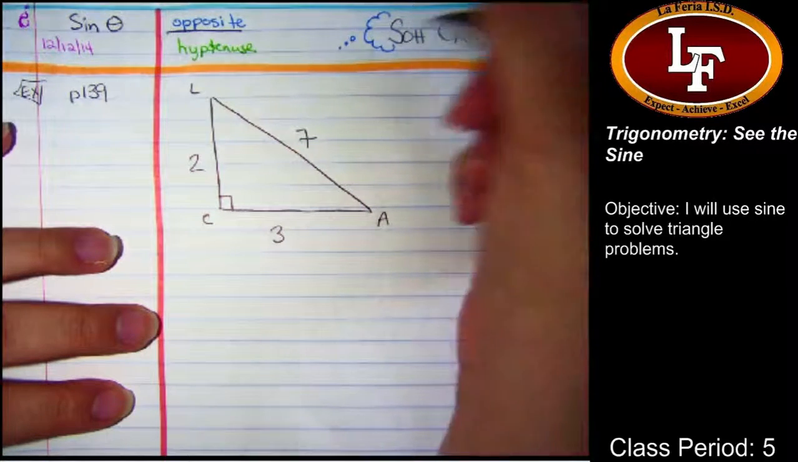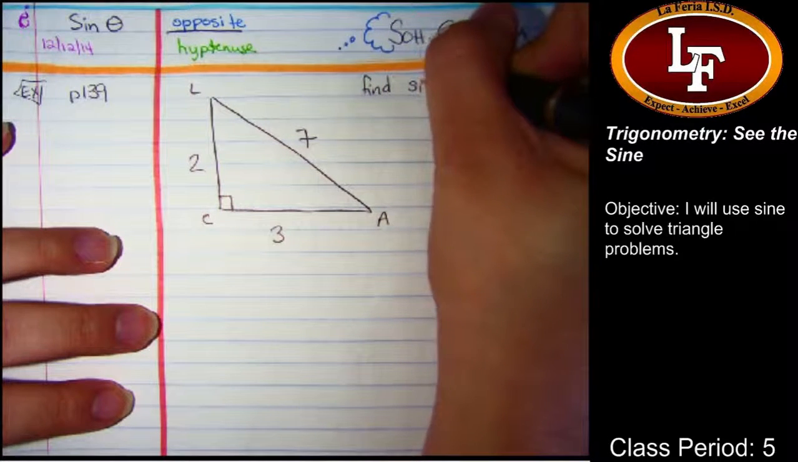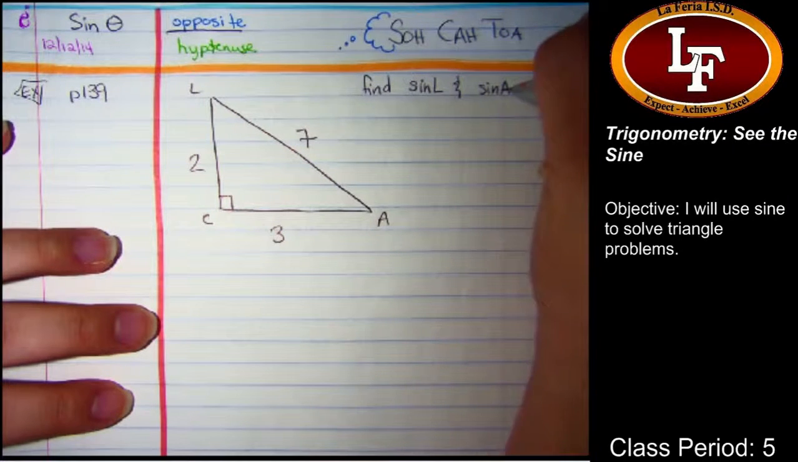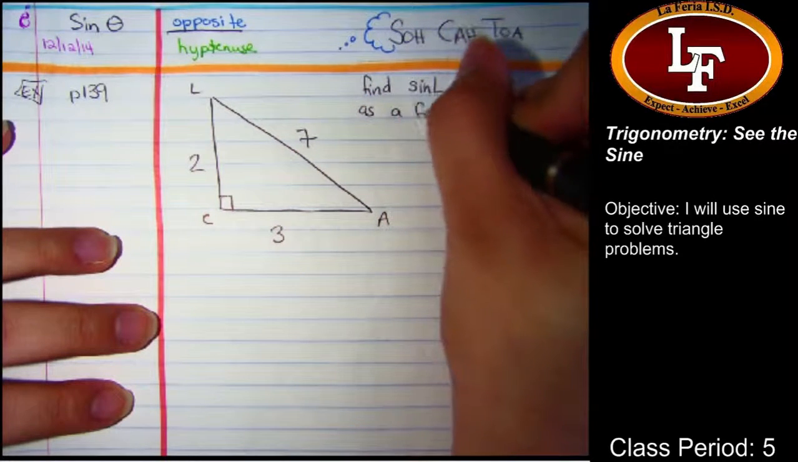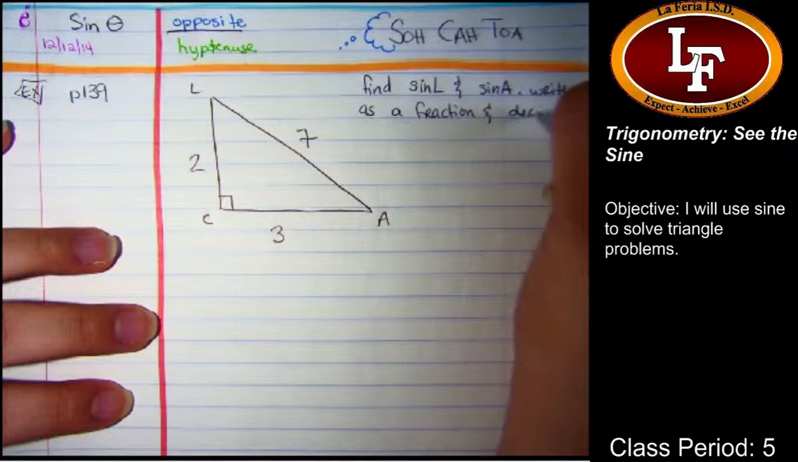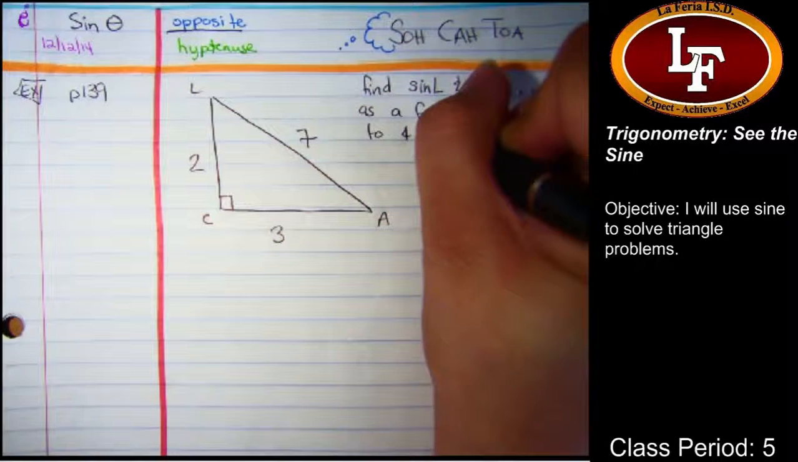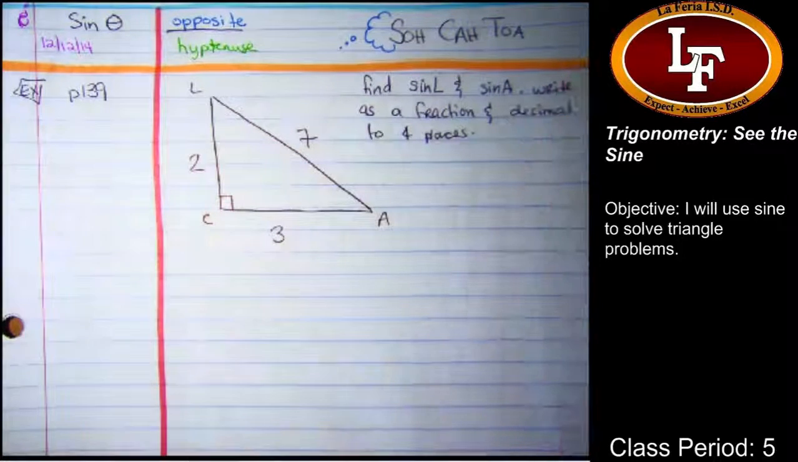All right, and the directions for this particular section is going to say, find the sine of L and the sine of A. Write as a fraction and decimal to 4 places. Okay? Now the numbers and the letters on some of them are different.